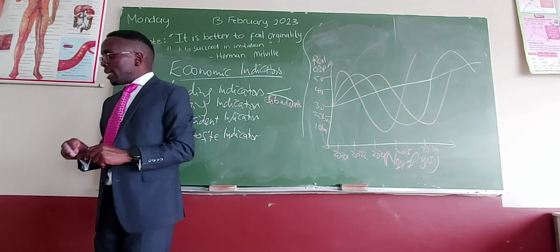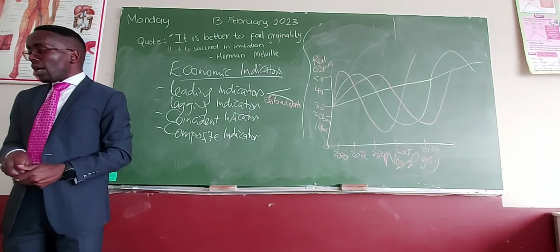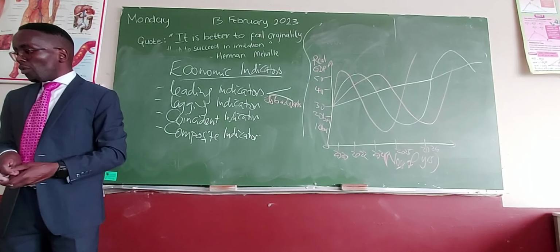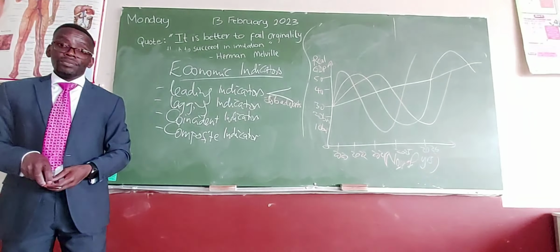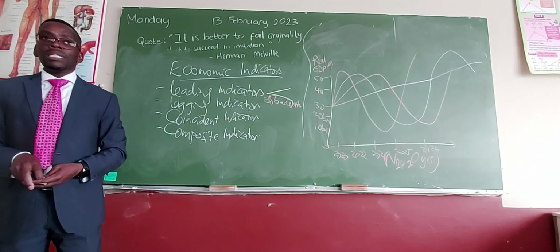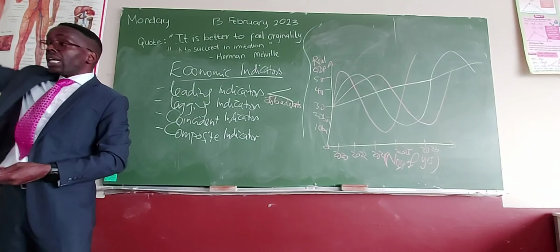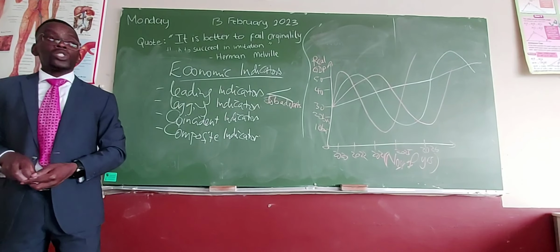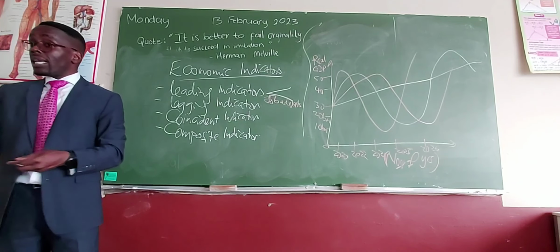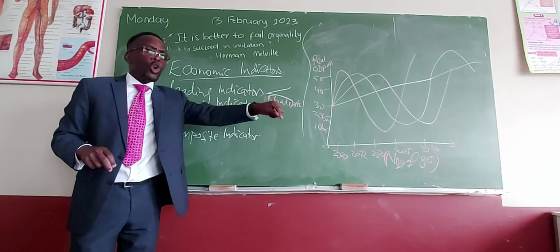An example of a coincident indicator is retail sales. When we see our retail sales increasing, it means the aggregate demand has gone up. The demand for goods and services in the products market has increased. So retail sales is an example of a coincident indicator, and it shows us where exactly the economy is.